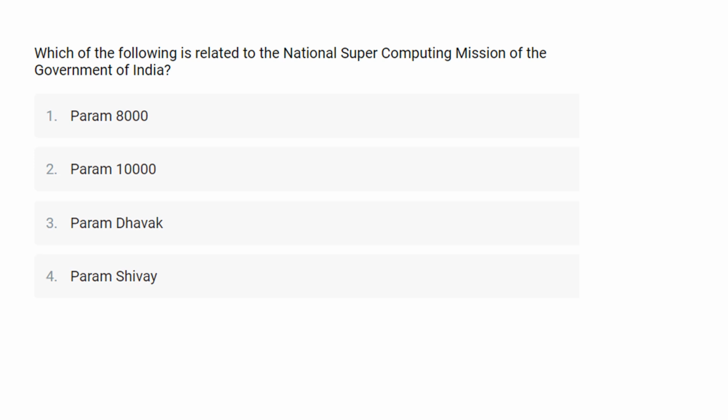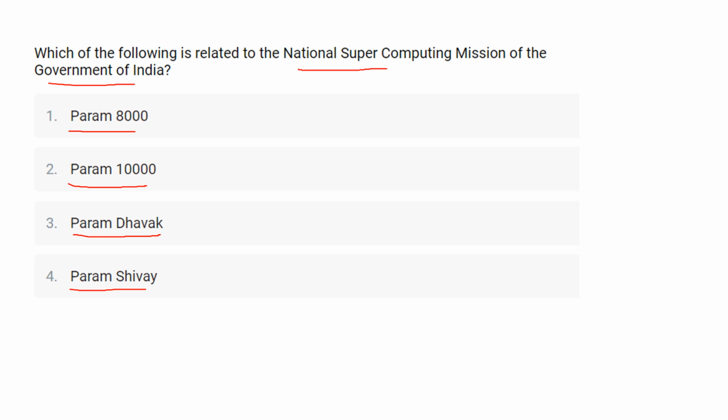Which of the following is related to the National Supercomputing Mission of the Government of India? So here in this question they ask which of the following is related to the National Supercomputing Mission of the Government of India, for which the first option is Param 8000, second option is Param 10,000, third option is Param Dhavak and the last option is Param Shivai. So Param Shiva is related to the National Supercomputing Mission of the Government of India.